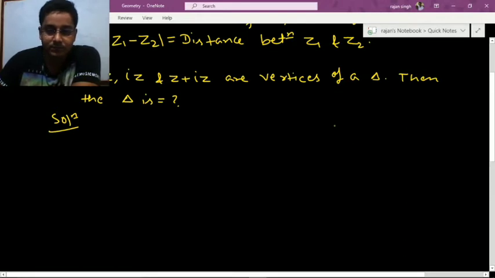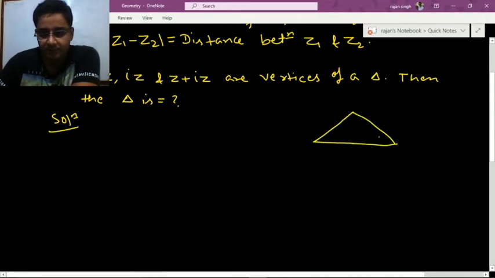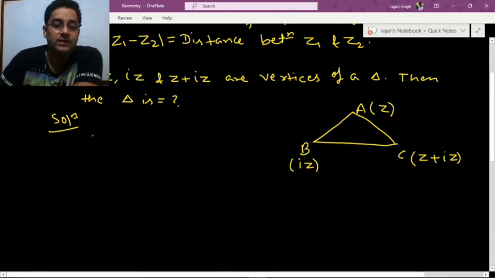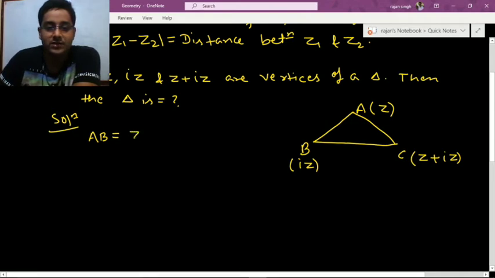There are so many methods to solve this. One easy method: let's say this is the triangle ABC. This point is a vertex, this point is iz and this point is z plus iz. You try to find the length of all three sides of the triangle, just like AB. If I have to find the distance AB, I will have to apply z1 minus z2, which gives z minus iota z whole mod.